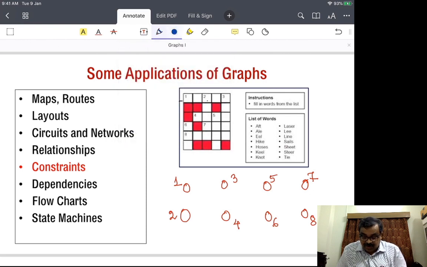1 and 2 have a constraint because their letters must match. So we'll draw an edge between 1 and 2. Similarly, 1 and 3 must have a constraint. 2 does not have any constraint with 3, but 2 has a constraint with 4. And 2 has a constraint with 7. Again, 3 has a constraint with 4. 3 has a constraint with 8.